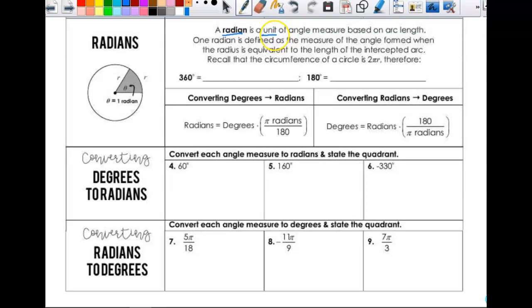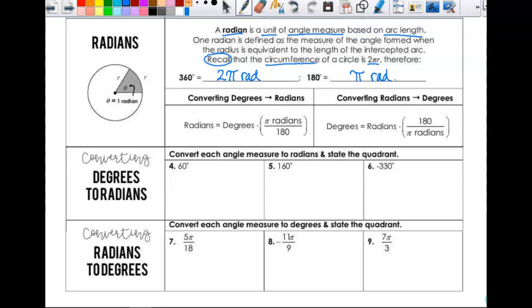All right, so a radian is a unit of angle measure based on arc length, like we just said. So 1 radian is defined as the measure of the angle formed when the radius is equivalent to the length of the intercepted arc. That's what a radian is, okay? And then it says, recall, because we should know this, that the circumference of a circle is 2 pi r. Therefore, 360 degrees is 2 pi radians, and 180 degrees is pi radians. Honestly, if you got that down, you can figure everything else out, okay?